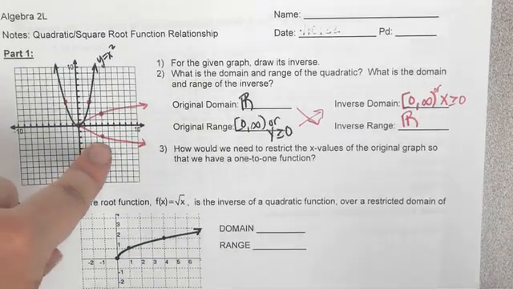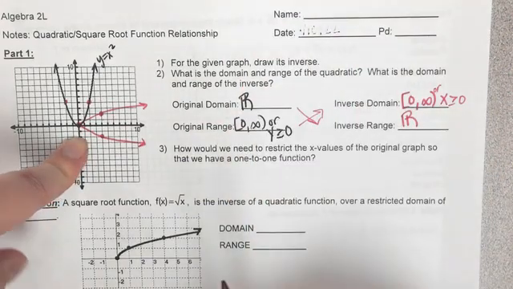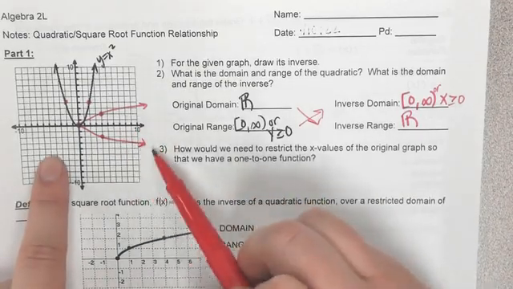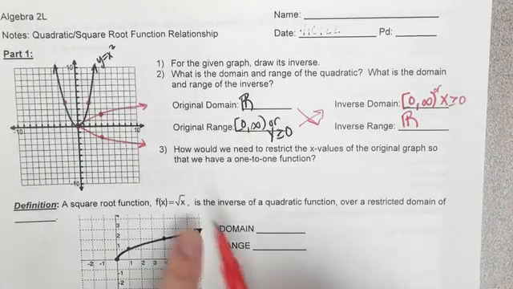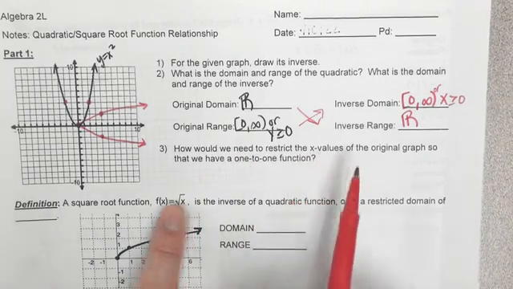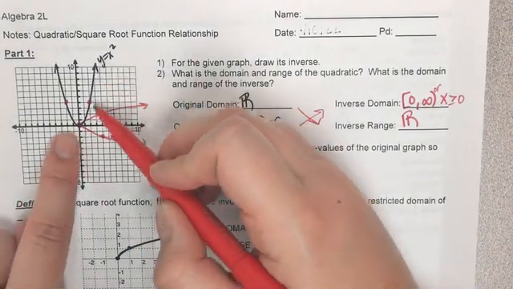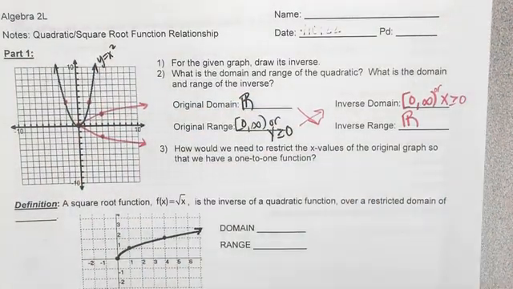All right, now here's the big thing. This red, not a function, right? Fails vertical line test right here. But I want to make this so that my inverse is a function, so I can do all the function things with it. So how would we need to restrict our x values so that we have a one-to-one function? Meaning, how would I need to restrict my original so that when I make an inverse, it's a function?